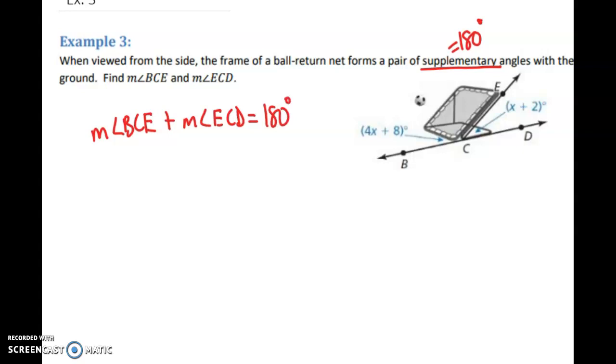Now what would you have once you substitute in 4x plus 8 and x plus 2? All right, so you'd have 4x plus 8 plus x plus 2 equals 180. And from there, you would go ahead and solve it. But just so you don't have to end up having a 20-minute Edpuzzle video, I'm just going to put 'and solve', and it will save our solving practice for our homework.